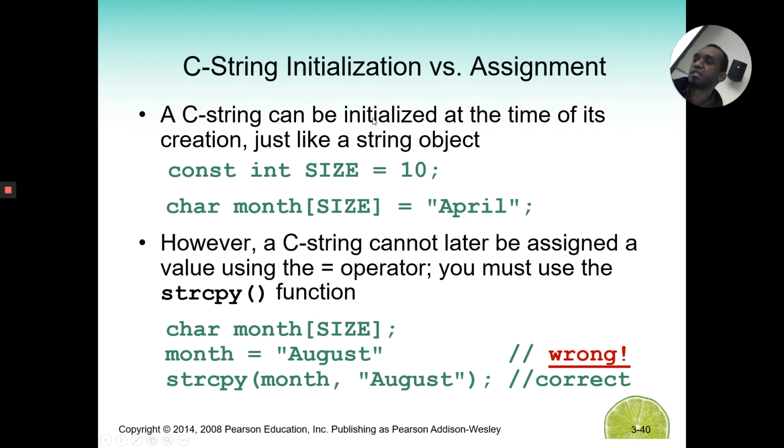C string initialization versus assignment. You can initialize something to whatever value you want, or you can assign it left to right. Okay, it's another way of doing it. However, a C string cannot later be assigned a value using the equal sign operator. You must use the strcpy function. So you cannot do this, but you can do this: strcpy, the target month first, and then the value you want to assign to it.